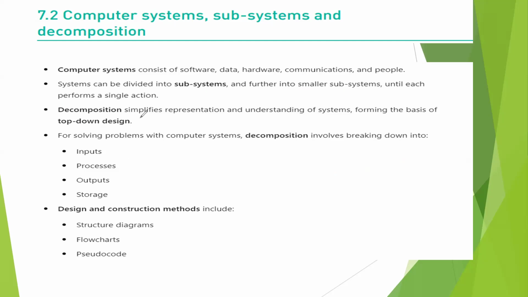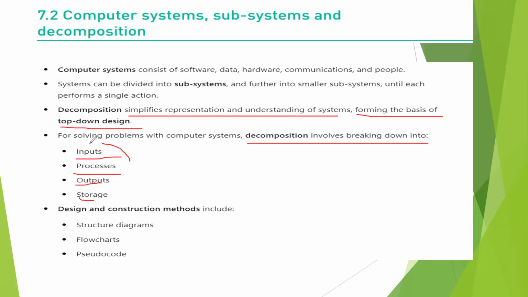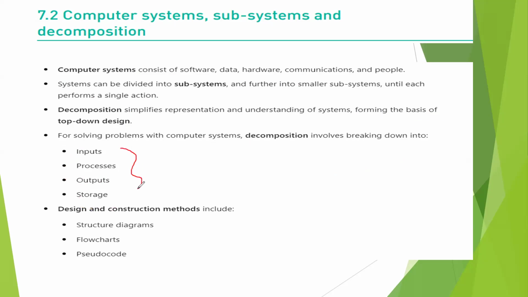Now decomposition means simplifying the representation and understanding of a system, forming the basis of top-down design. For solving a problem with a computer system, decomposition involves breaking down into input, process, output, and storage. So our computer basically consists of these four parts. It's a computer, but it has been divided into these four parts. Design and construction methods include structure diagram, flowchart, and pseudocode.